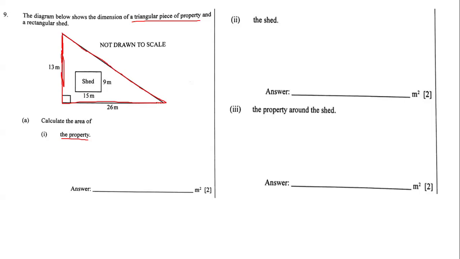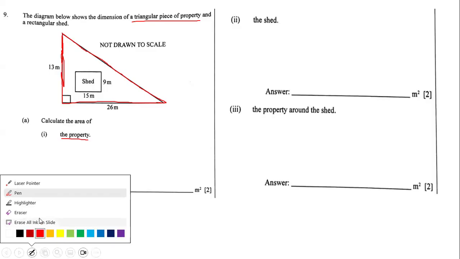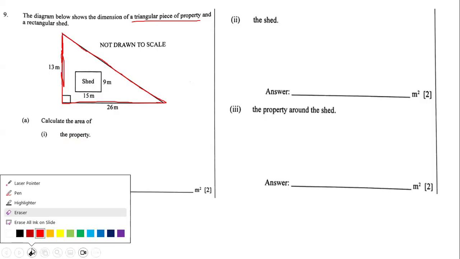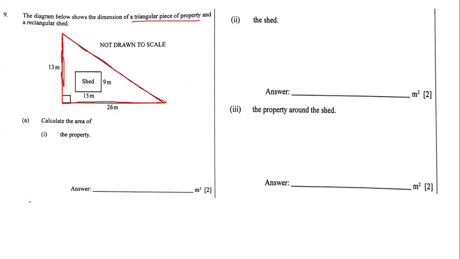Property, right? Okay, good. So what is the area of the property? The formula that we're going to use. So area is going to be equal to what? Base times height divided by 2. Very good. Why are we using base times height divided by 2?